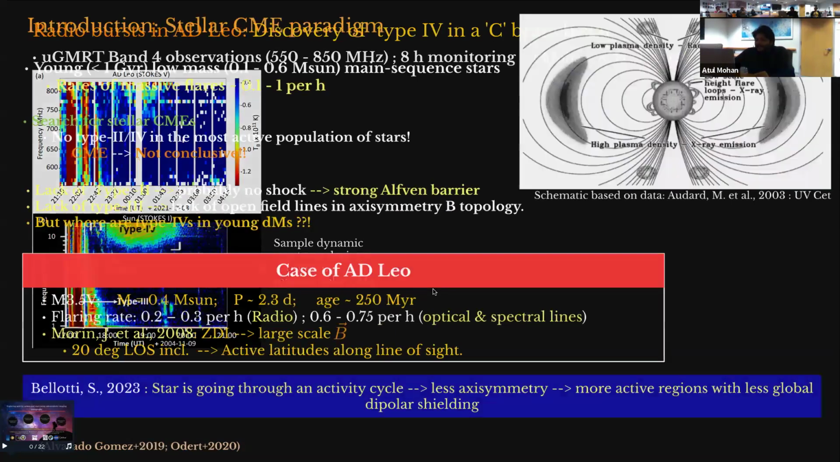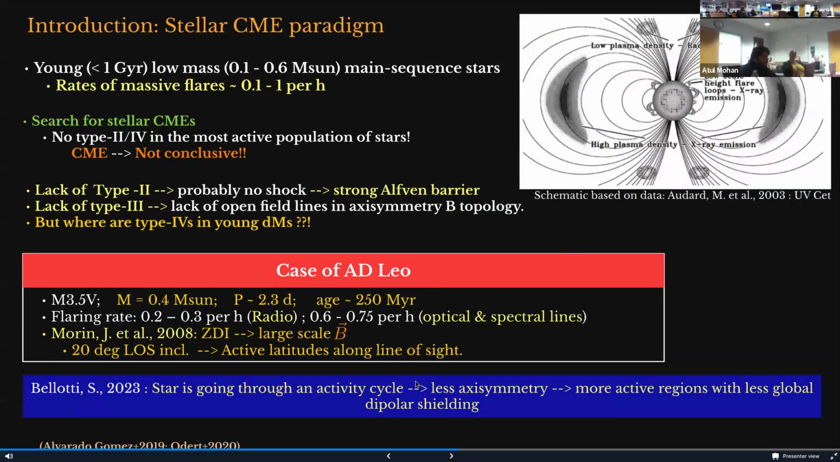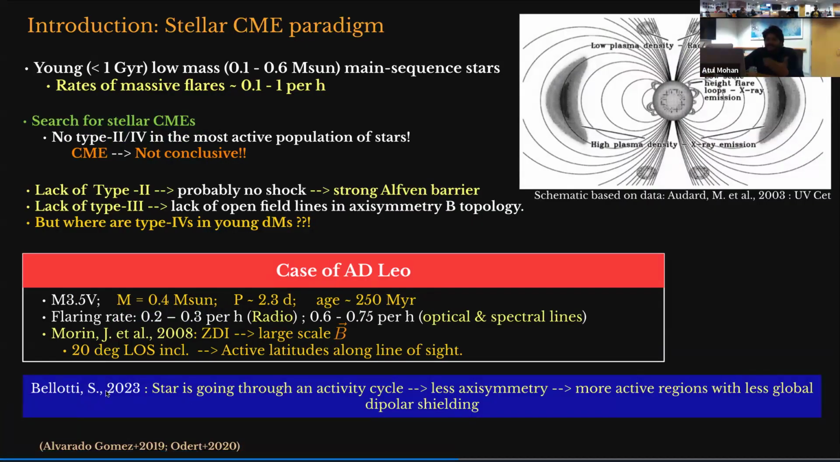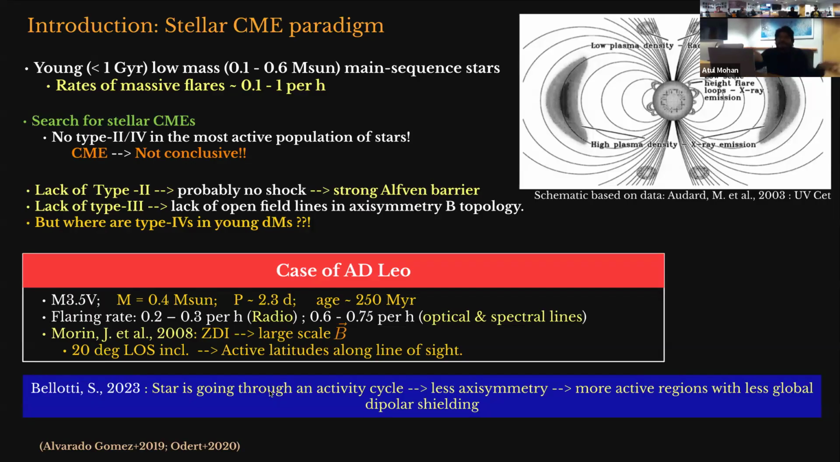So yes, another interesting part about this star is that recent observations by Bellotti 2023 also showed that the star is going through an activity cycle, probably becoming less and less axisymmetric in its magnetic fields. Okay, so this is what we usually see in the sun. We have this 11-year cycle where the dipolar field becomes weaker and more active regions come up, which is when you have this less axisymmetric field structure. So probably the star is going through that kind of an activity cycle, which is also good for you.